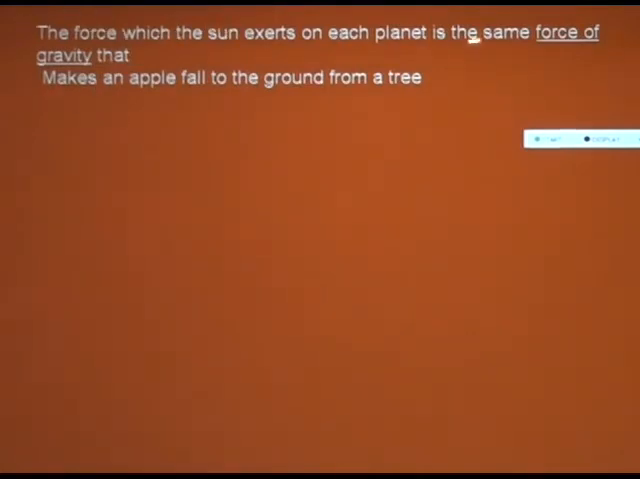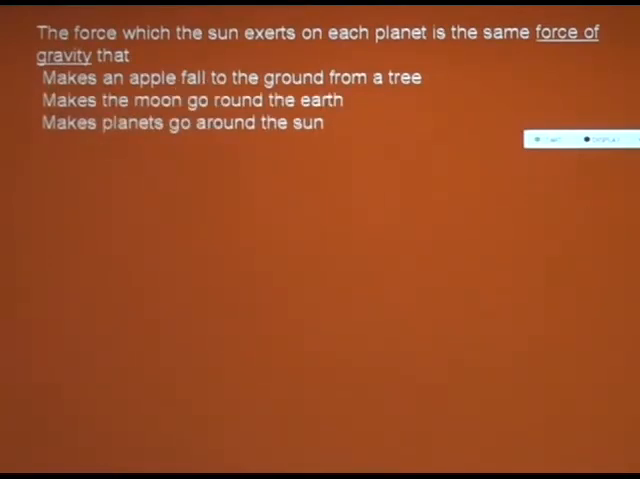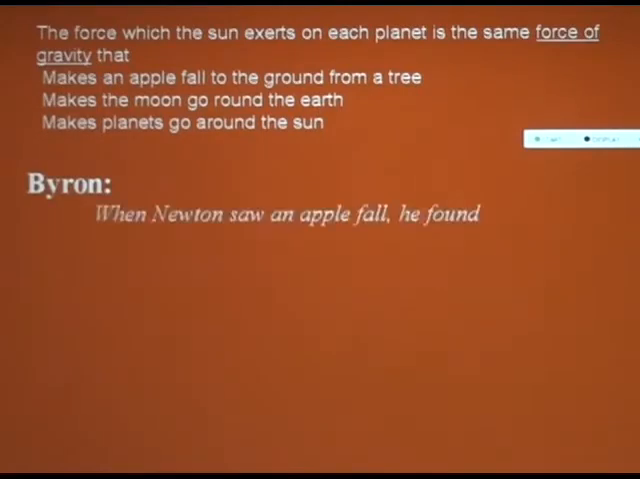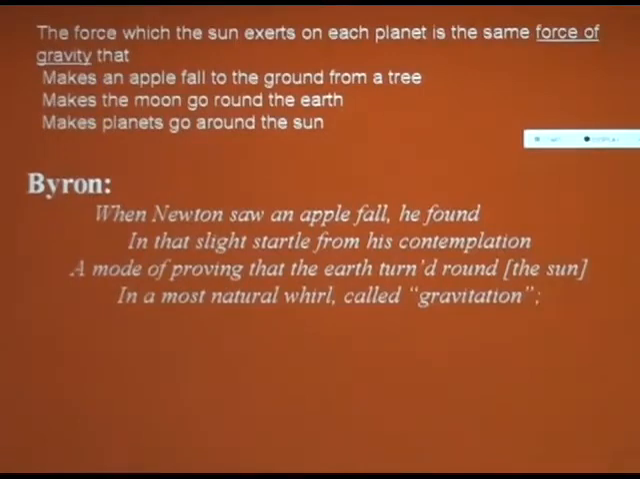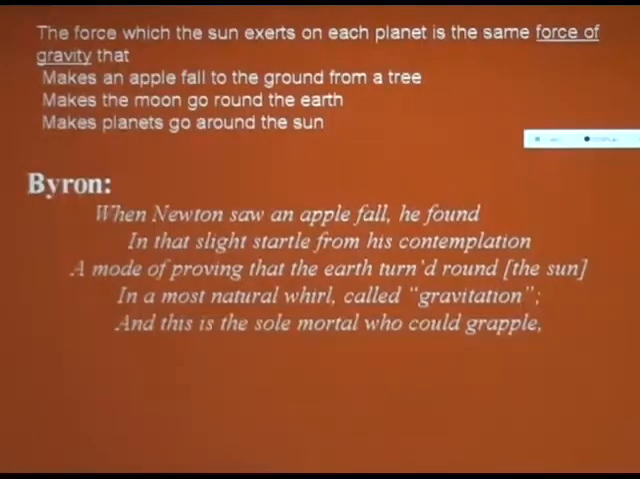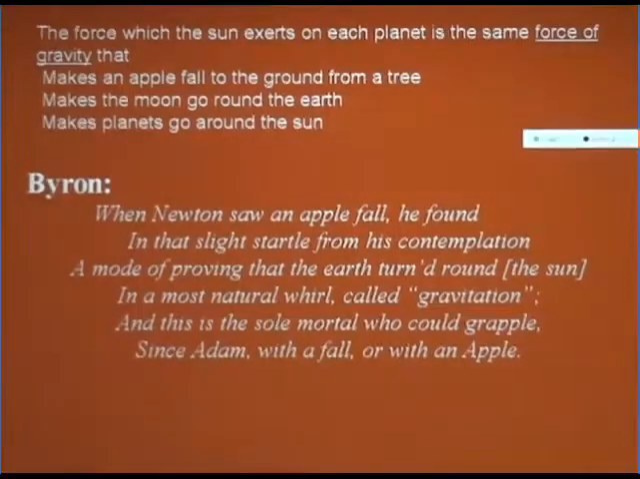The force which the sun exerts on the planet is the same force of gravity which makes the apple fall to the ground, makes the moon go around the earth, makes the planets go around the sun. And this is nicely captured by Byron in his poem. I think this poem is in the book. It says, when Newton, sitting in that garden, saw an apple fall, he found in that slight startle from his contemplation a mode of proving that the earth turned round the sun in a most natural world called gravitation. And this is the sole mortal who could grapple since Adam with the fall or with an apple.